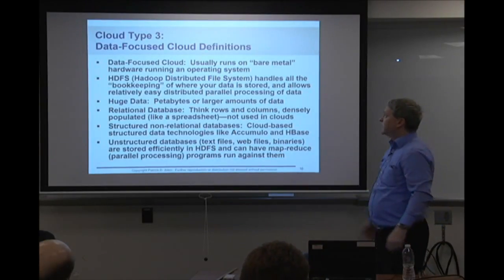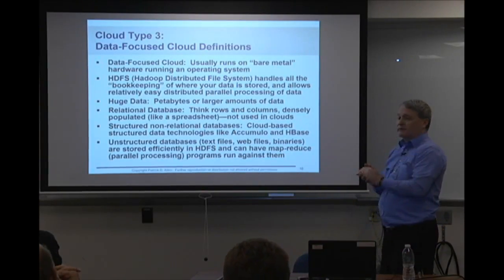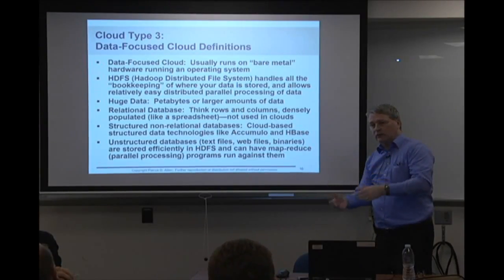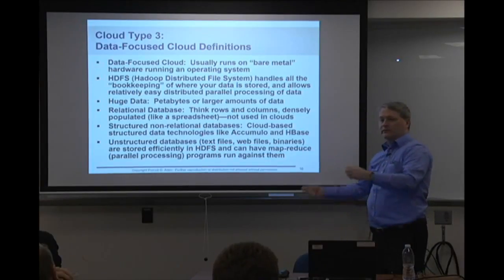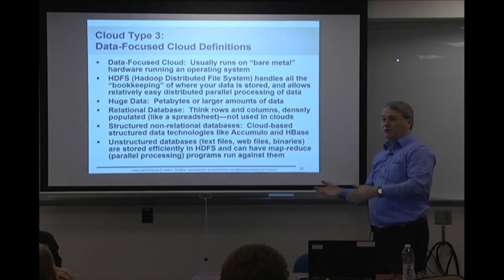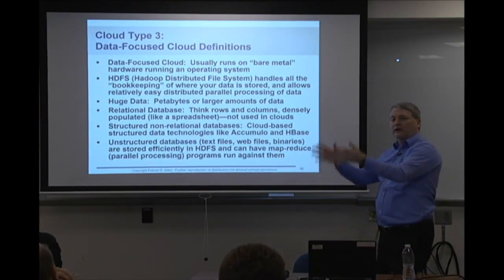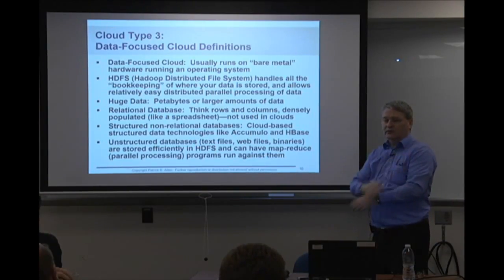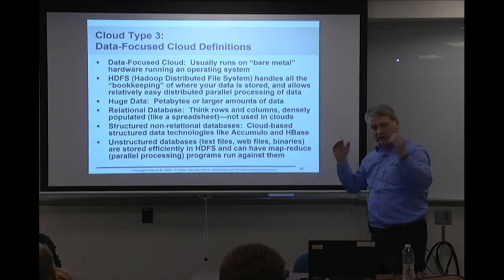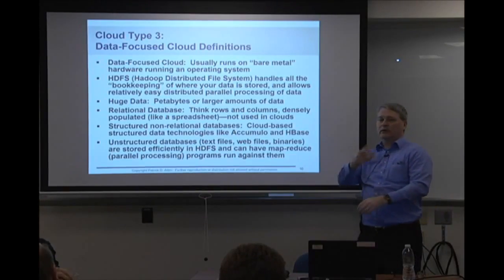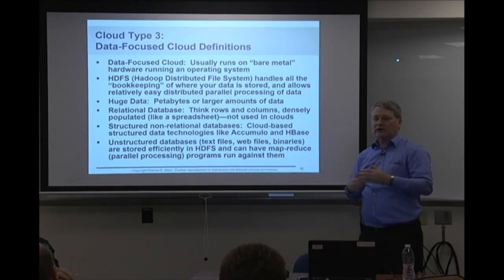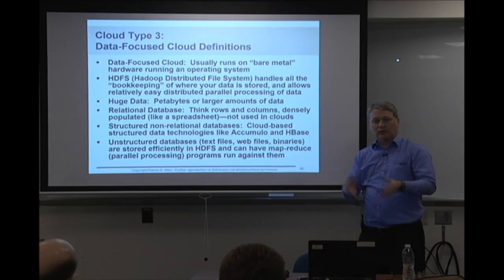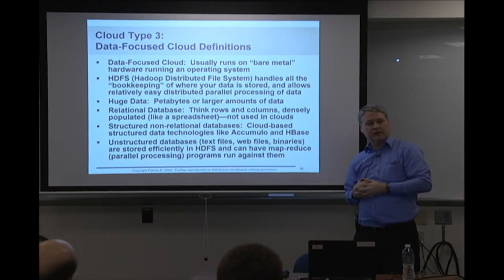So for the Type 3 Data Focus Cloud, it usually runs on bare metal hardware. Originally, they tried it where you would have the Type 2 cloud with the virtual machines, and then they put the distributed processing on that. And it was slower working on the virtual machines than working on the bare metal. So you got the processors and things of that nature. So they wiped out the virtual machines and just put the HDFS on the bare metal, and then they started crunching away. And so most of the Type 3 data-focused clouds now are straight onto the bare metal with their distributed file system that's working.